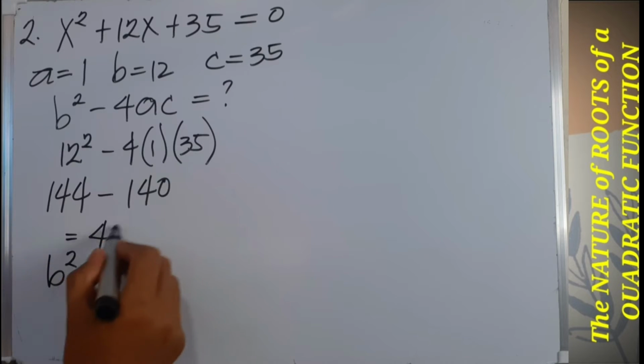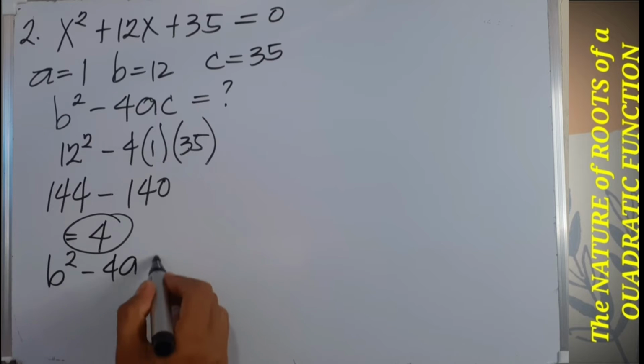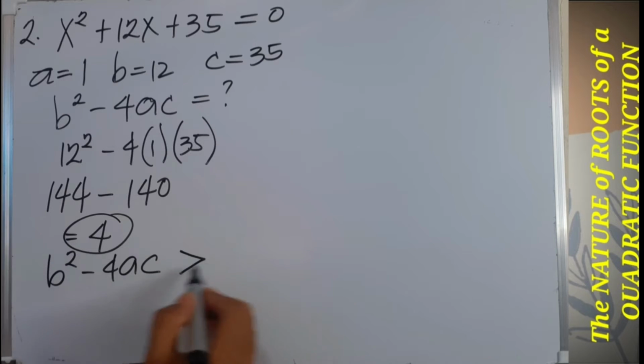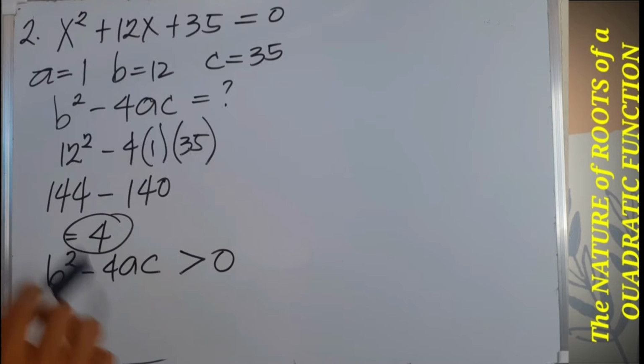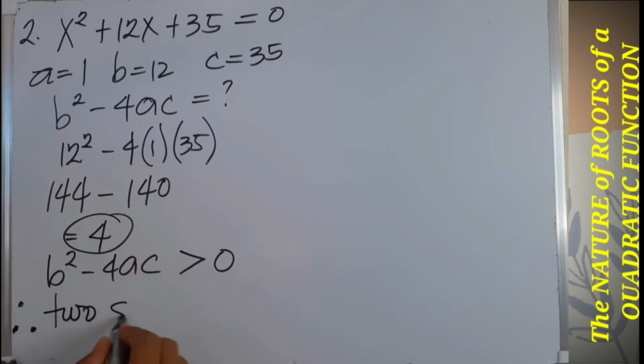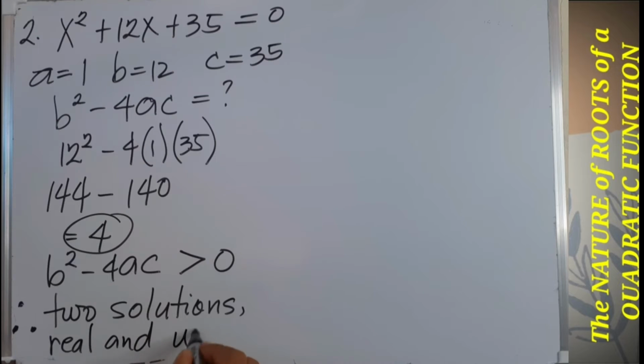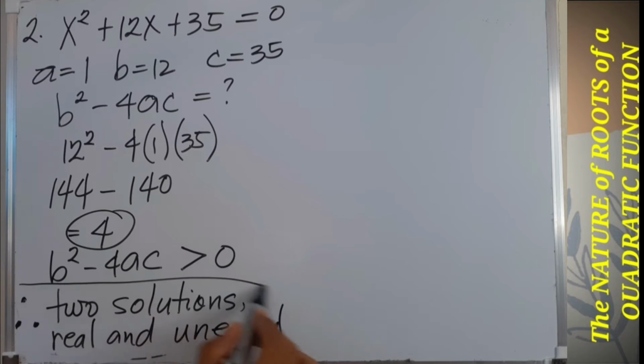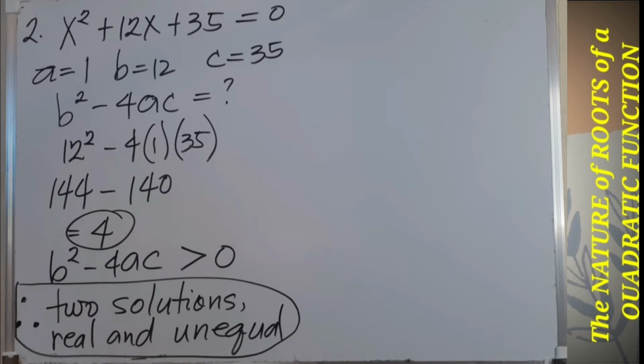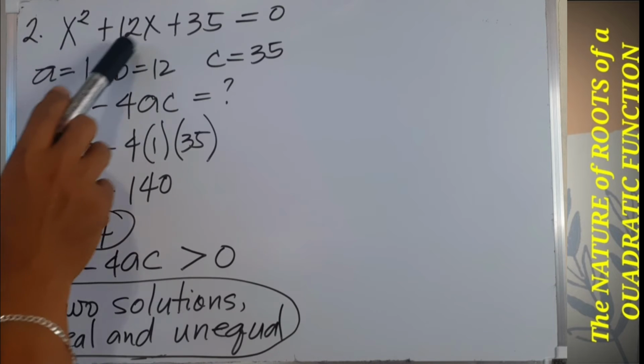We can say that b squared minus 4ac is greater than 0, just because 4 is a positive number. Therefore, we can say that the quadratic equation has two solutions, real and unequal.